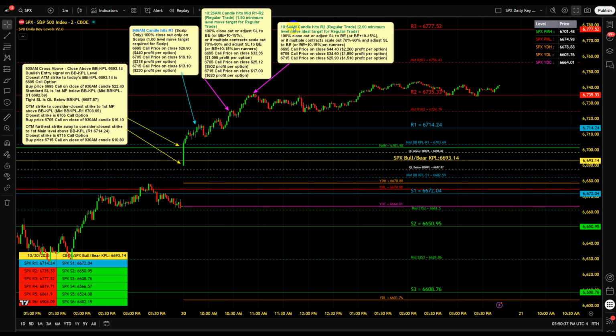Alright, so on the 10:54 a.m. candle, it hits R2, the 66.95 at the money call. On the close of this candle, 44.40, that's now a $2,200 profit per option. The 67.05 out of the money options, 34.60 on the close of this candle, that's an $1,850 profit per option.